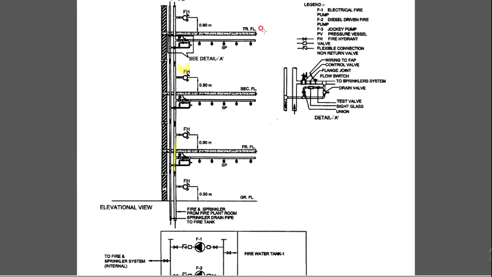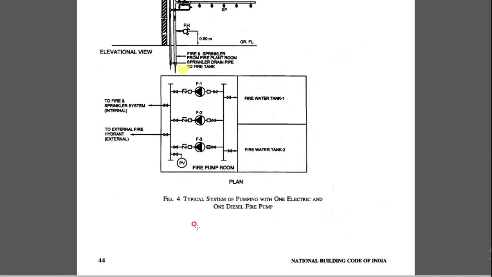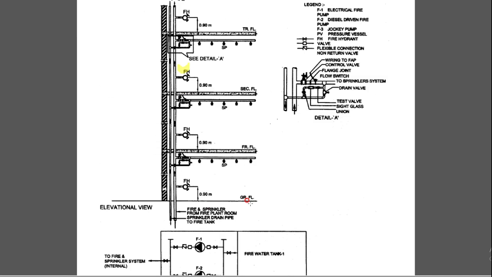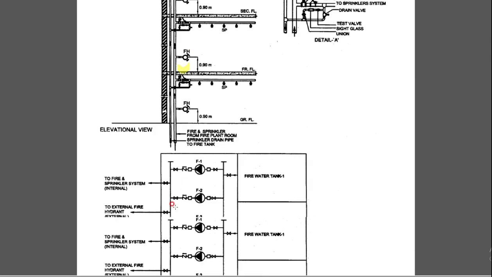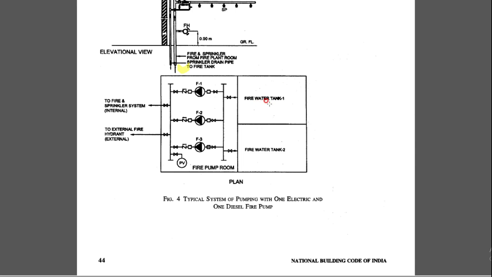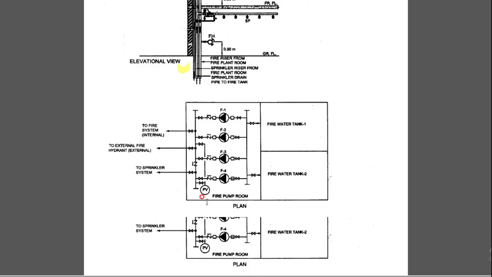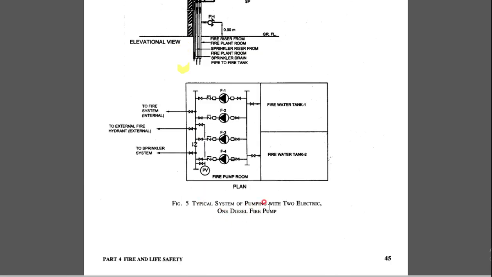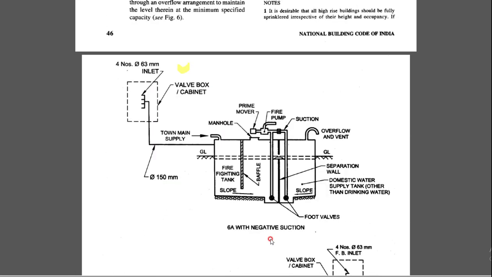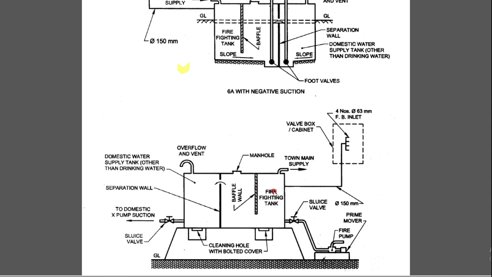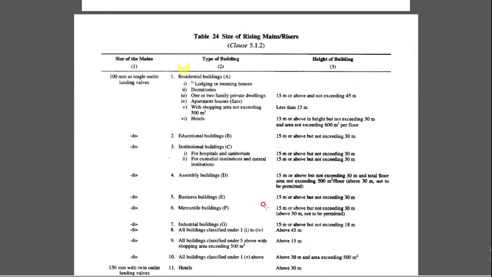What is this? This is a typical system for pumping. Wherever the pump station is, from there it is pumping the water from the underground tank. That is why it is written tanks are there, from there pump systems are there, from there it will pump the water. This is a typical system for pumping with two electric pumps and one diesel pump. Don't go into the deep details. This is the underground water tank.